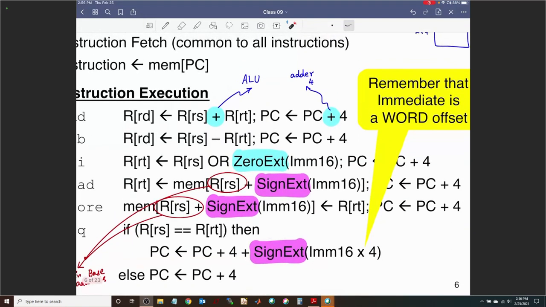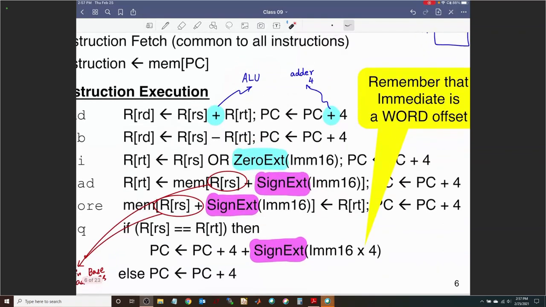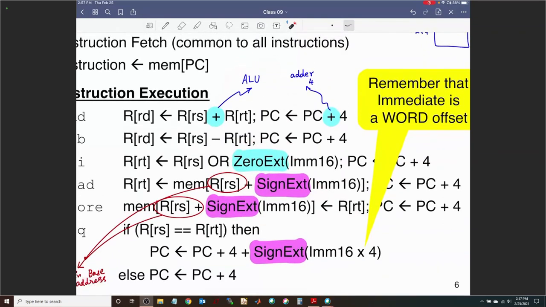Let's see. I need something that I should be able to read from and write to memory, right? So for load, I'm reading from memory. For store, I'm writing to memory. So when I put memory as part of this data path, then for load and store word, I also need controls for my memory, whether I'm reading or writing. So ALU needed, add 4 needed, zero extender needed, sign extender needed, and memory read and write controls are needed so far.